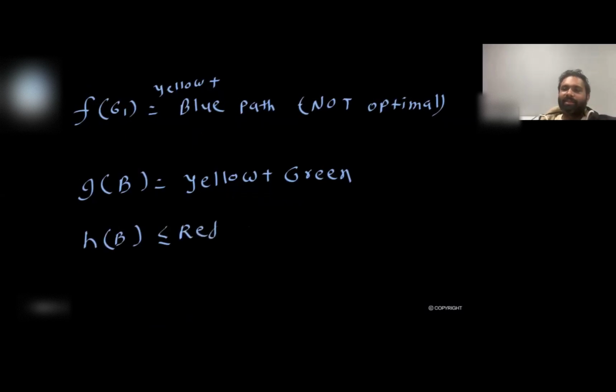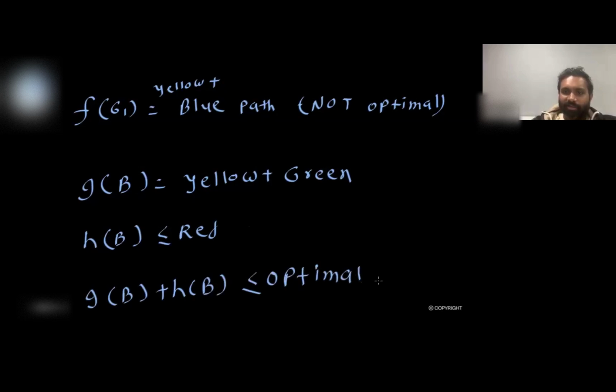Now yellow plus green plus red is what? It is actually the optimal path by my assumption. Right? Yellow plus green plus red is the optimal path. So that means GB plus HB is less than or equal to my optimal path to G1, G2. Right? So I am saying that F value of B is less than or equal to the optimal path. But I have selected some G1 at that particular moment, which is not the optimal path.